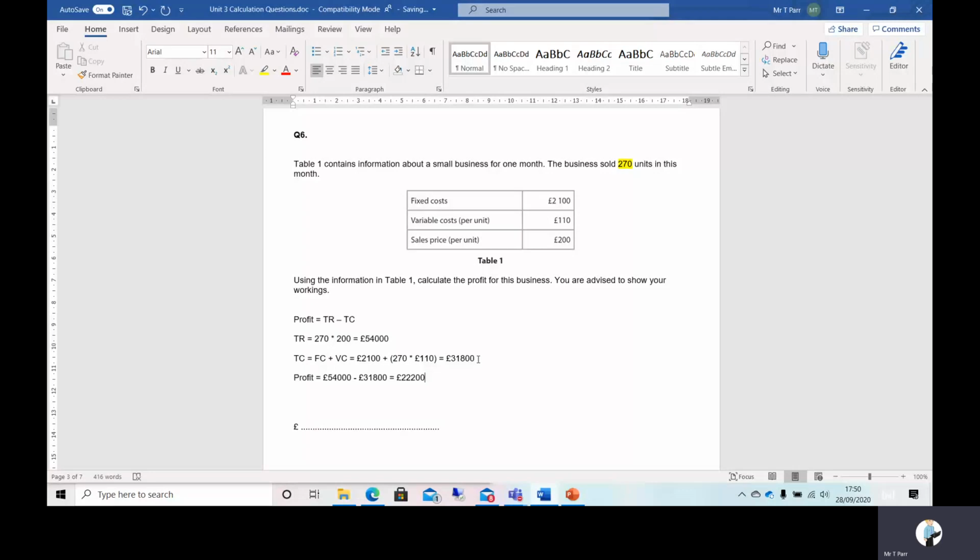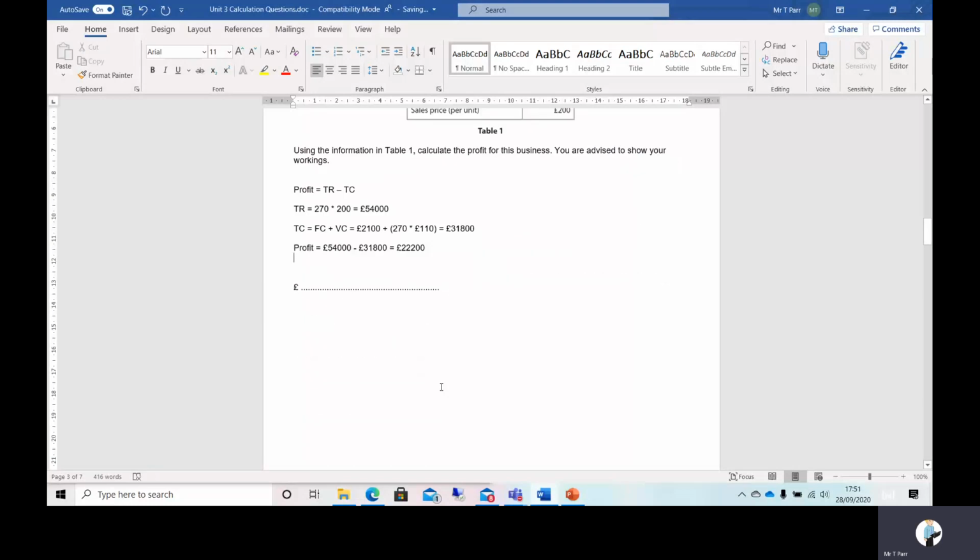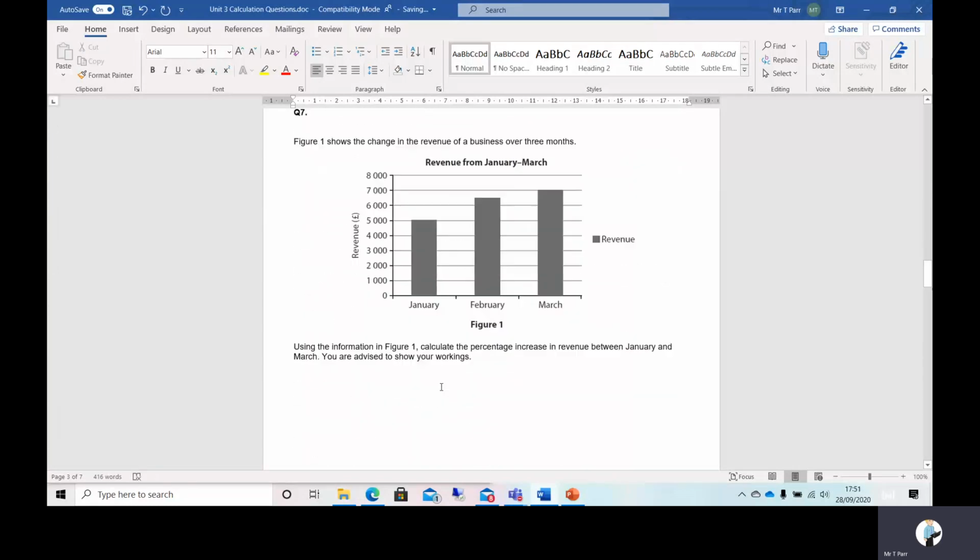That's not the only way you could do it. There's different ways you could do it, but this is the way I've attacked it. And on the mark scheme, I think it's worth 2 marks. But as I said, it's very easy to make a little mistake there. Just make sure you put your workings in there.